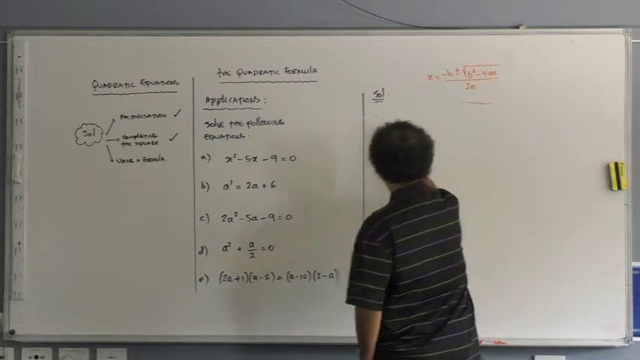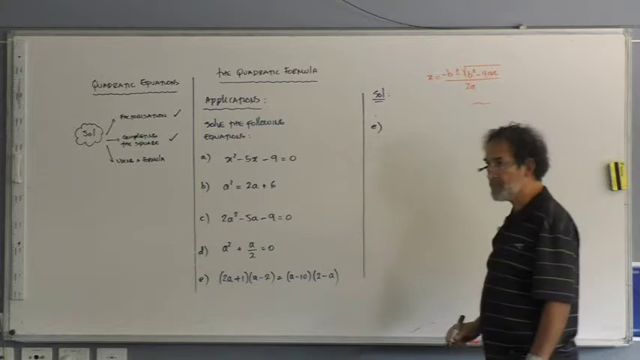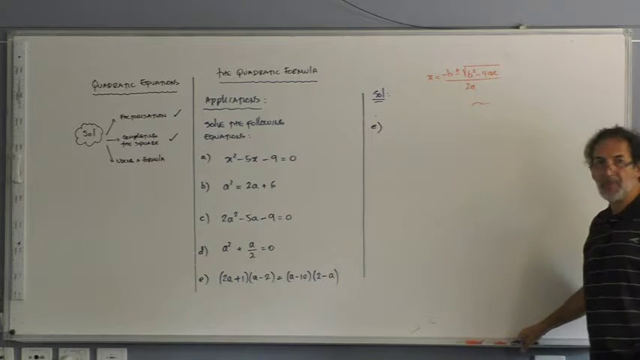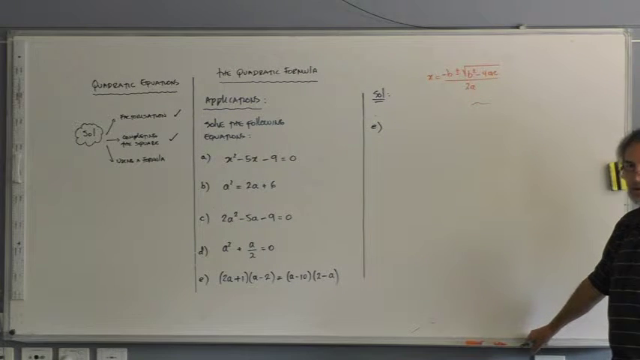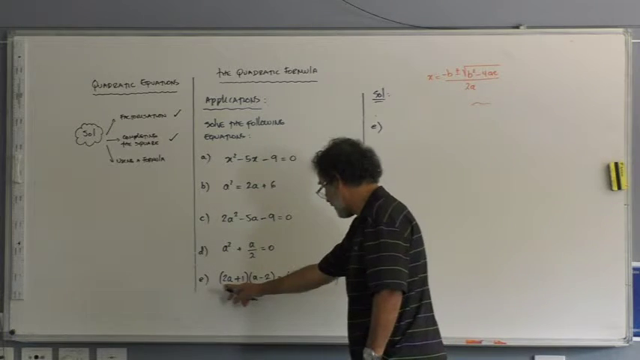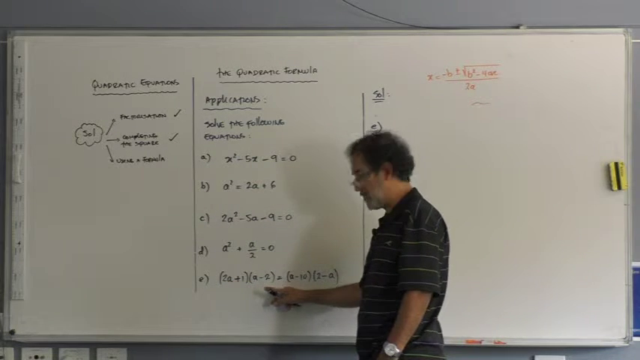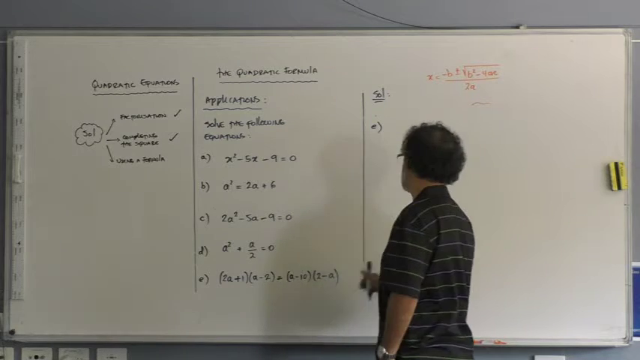Okay, question A. In question A, we have no choice, but we're going to have to expand the bracket. All right. So we're going to multiply these two factors, and we're going to do that very, very carefully.